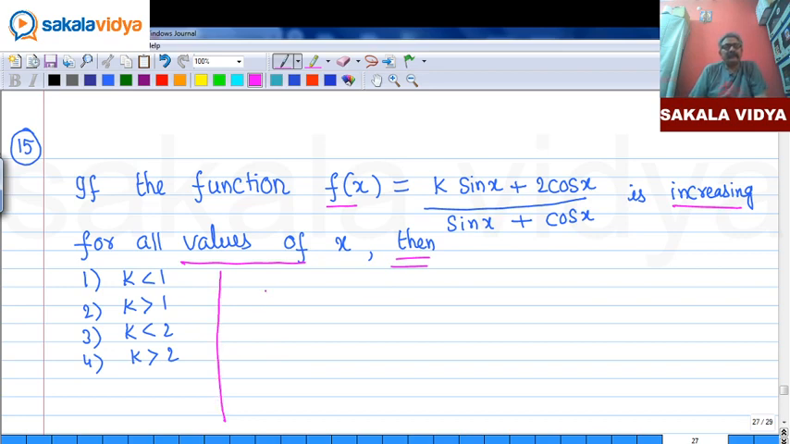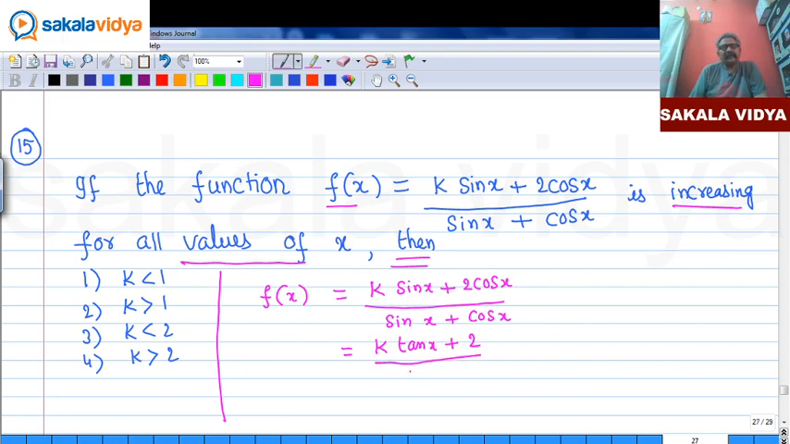First, say f of x equals (k sin x plus 2 cos x) by (sin x plus cos x). Divide both numerator and denominator by cos x. We get k tan x plus 2, divided by sin x by cos x is tan x plus cos x by cos x is 1.